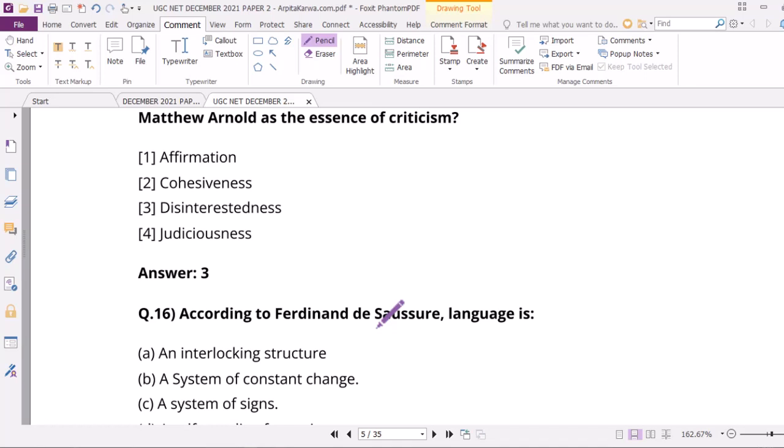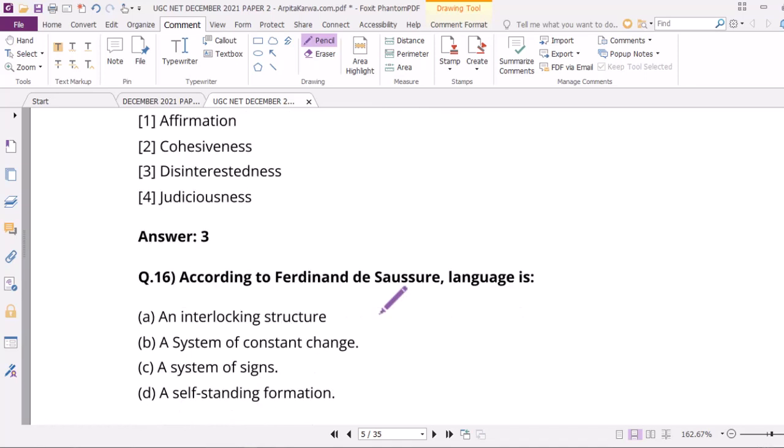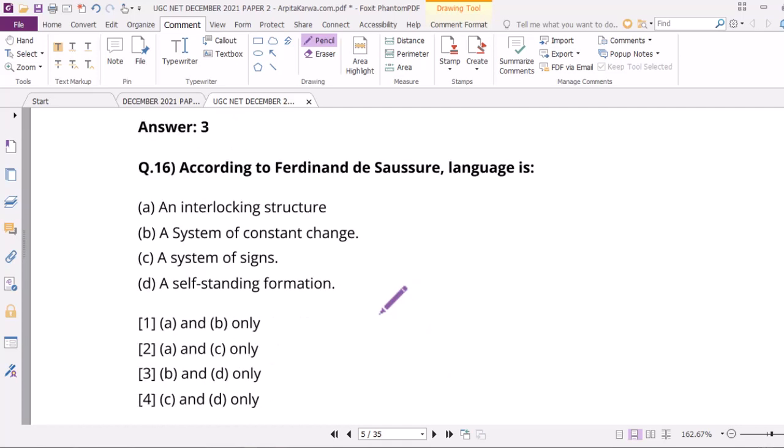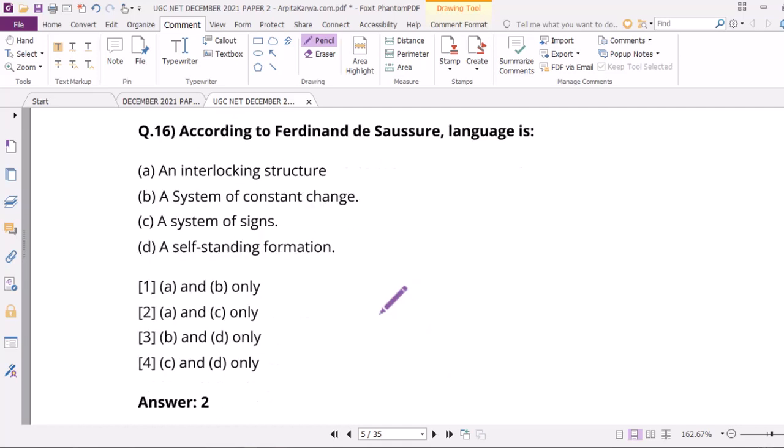Language is an interlocking structure, a system of constant change, a system of science, a self-standing formation. So the answer to this particular question is B. That is, A and C options: an interlocking structure and a system of science. So when you are preparing lit theory, this will be the very first thing that you read in structuralism. This is very basic, something that Saussure proposes here, that language is an interlocking structure and a system of science.